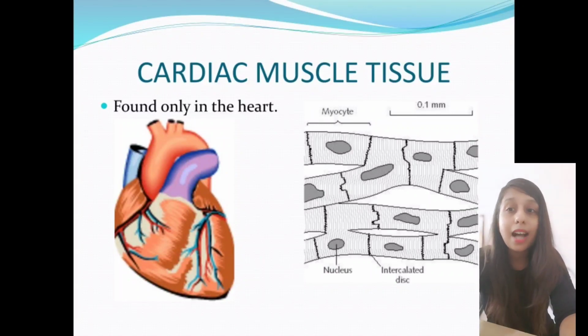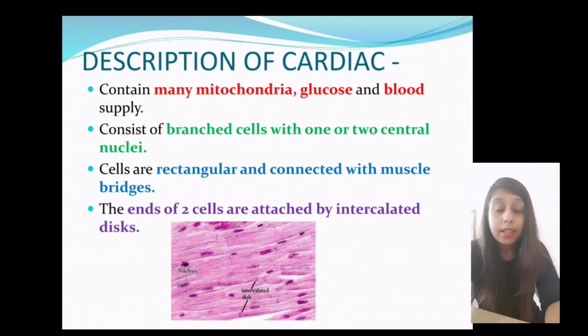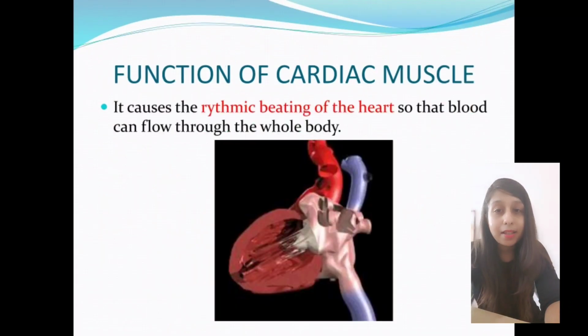Then next comes the cardiac muscle tissue. Now, the cardiac muscle tissue, as the name itself suggests, is only present inside the heart. The cells of this tissue contain mainly mitochondria, glucose, and blood supply. They consist of branched cells with 1 or 2 central nuclei. The cells are rectangular and are connected with muscle bridges, known as intercalated discs. The function of the cardiac muscle tissue is to cause the rhythmic beating of the heart so that the blood can flow through the whole body.